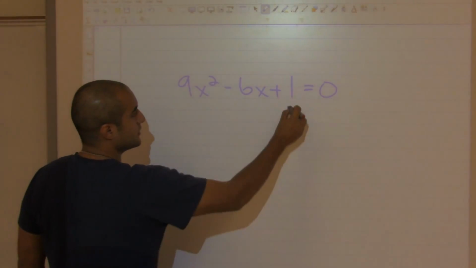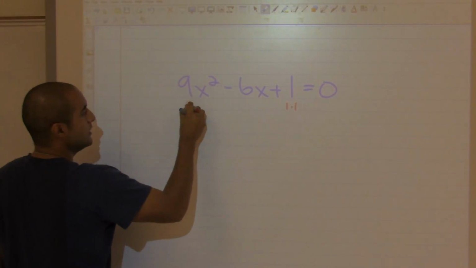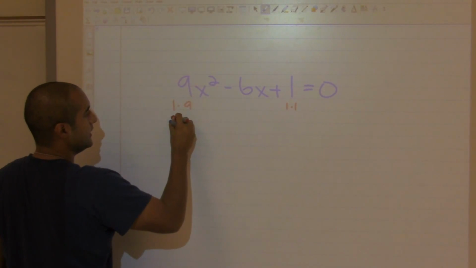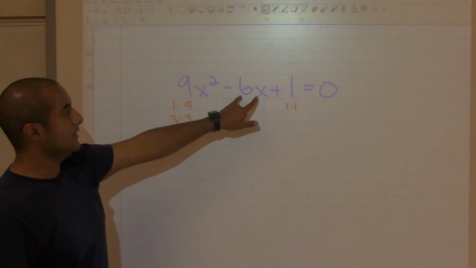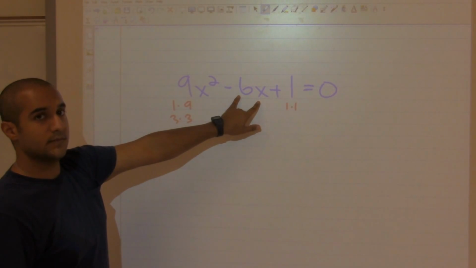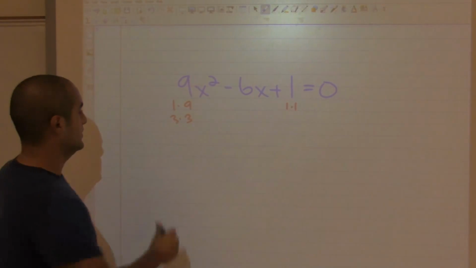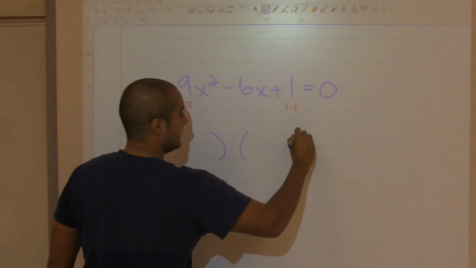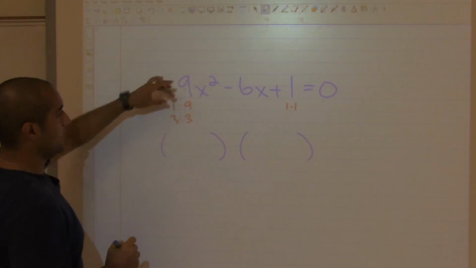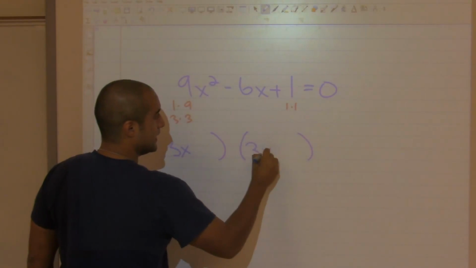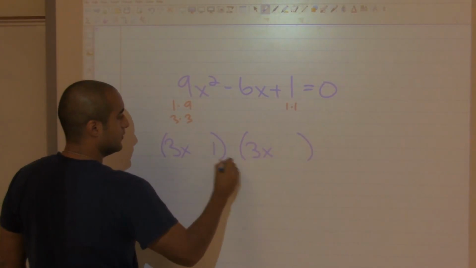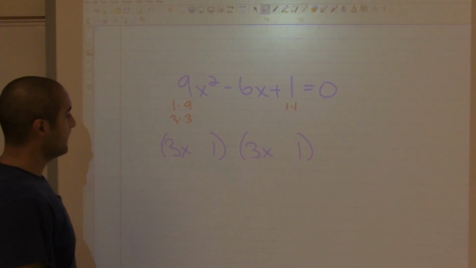Here, my factors are 1 times 1, 1 times 9, and 3 times 3. Remember, I want to make it so that I get a negative 6x as my second term. So, I know that 1 times 9 is not going to help me at all. So 3x, 1 and 1.